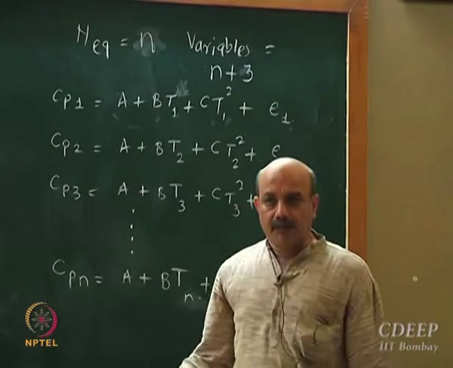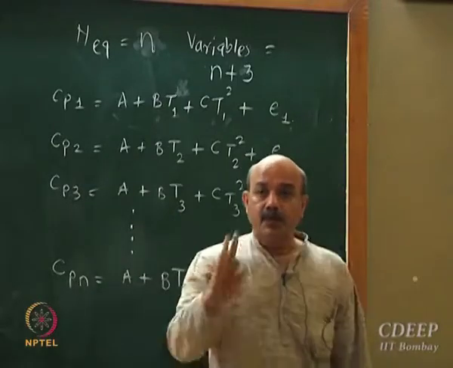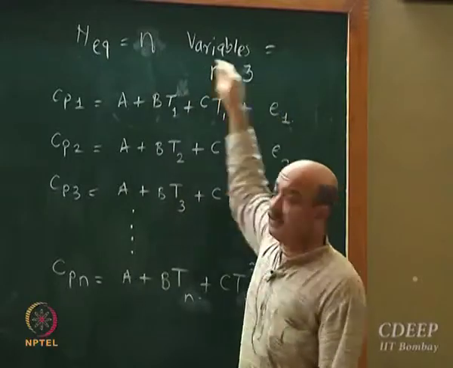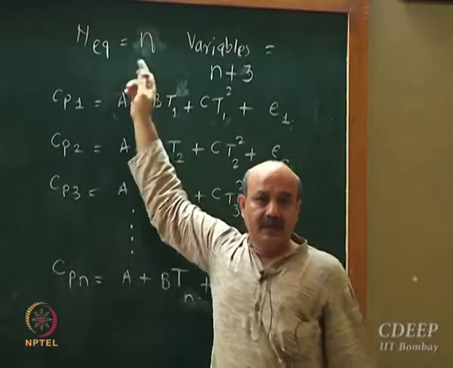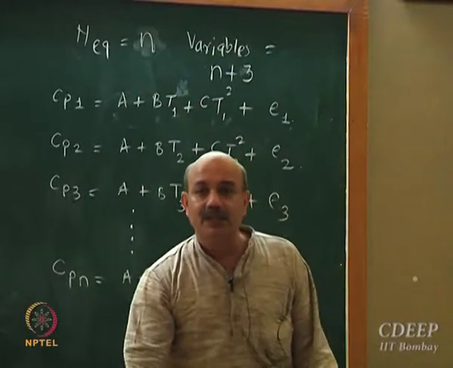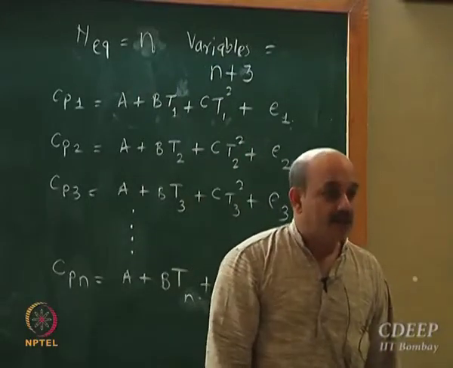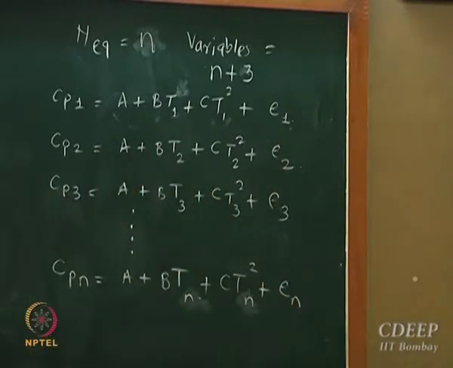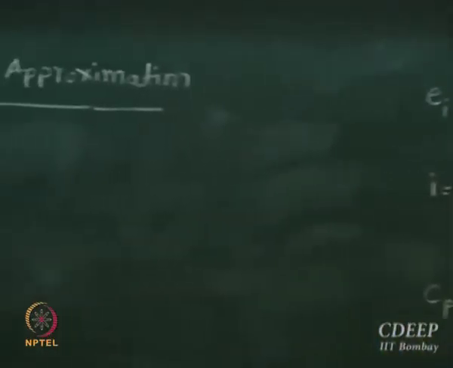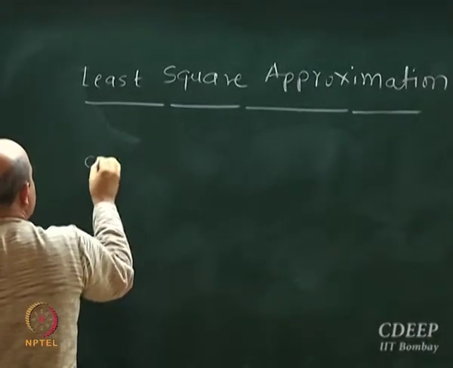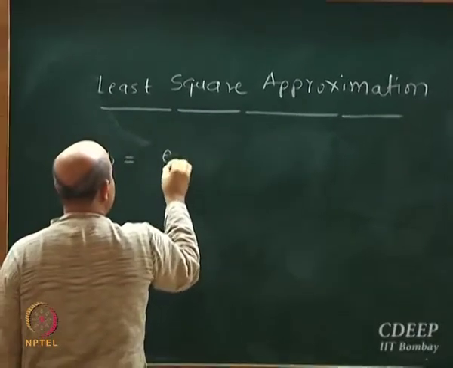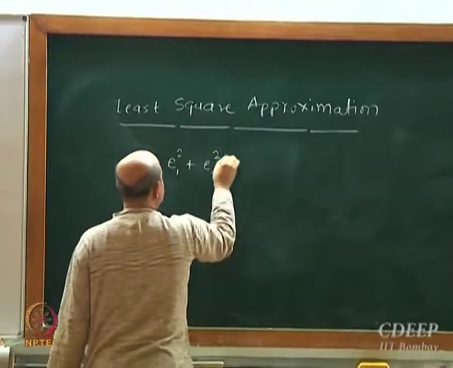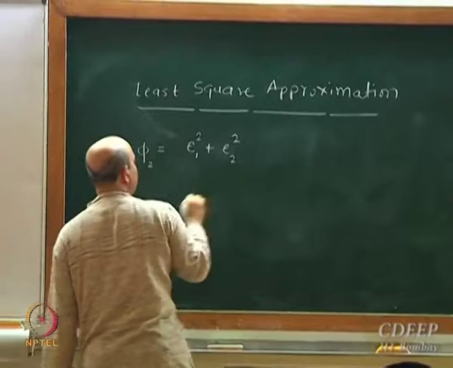So I could formulate my problem. Now I need to generate 3 more equations. To complete the problem, I have n plus 3 variables and n equations. To make the problem exact, I need to generate 3 more equations. What are these equations? Let's look at how I formulate the problem. I can formulate this problem in multiple ways. I can formulate an index. So I can say an index phi, which is E1 square plus E2 square plus, and so on.